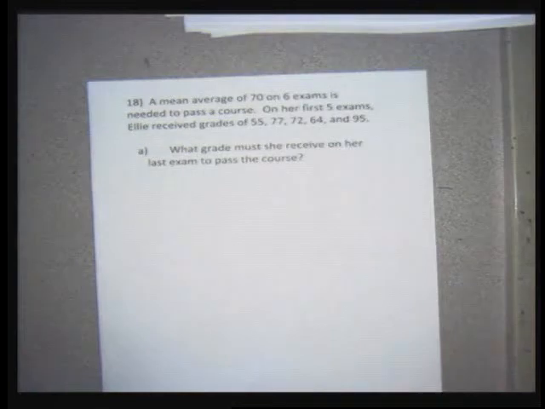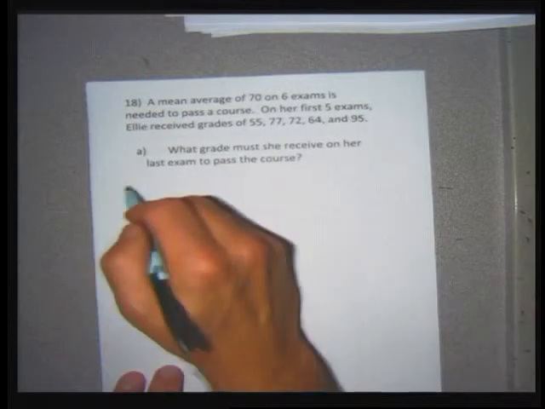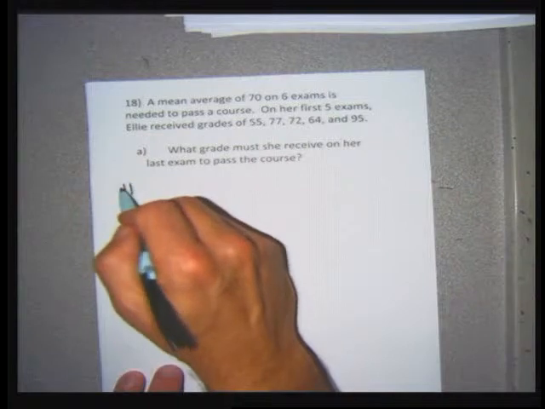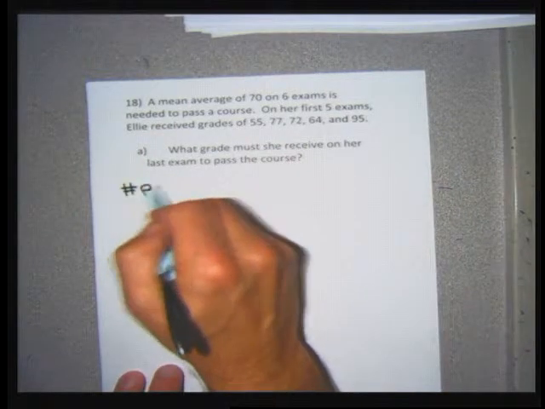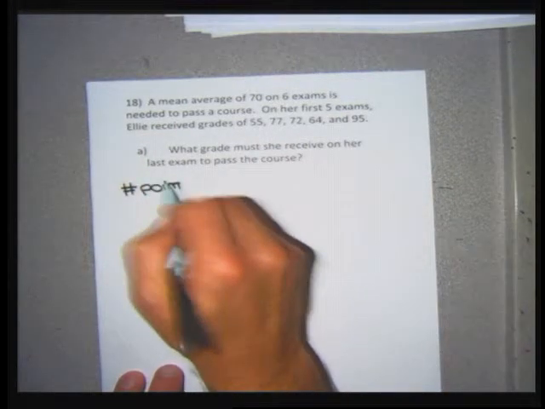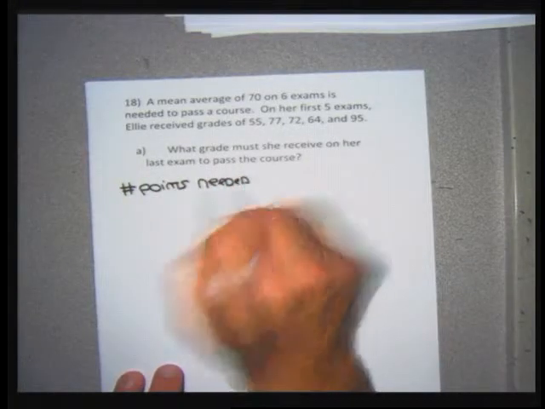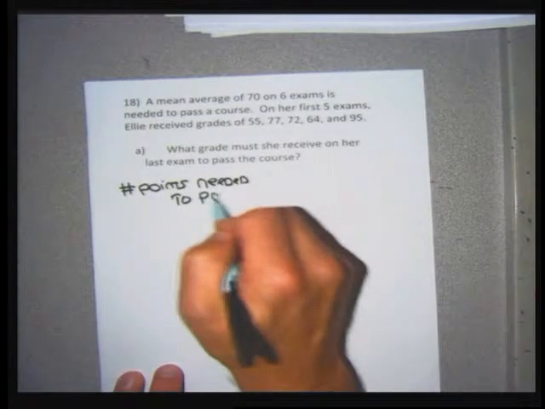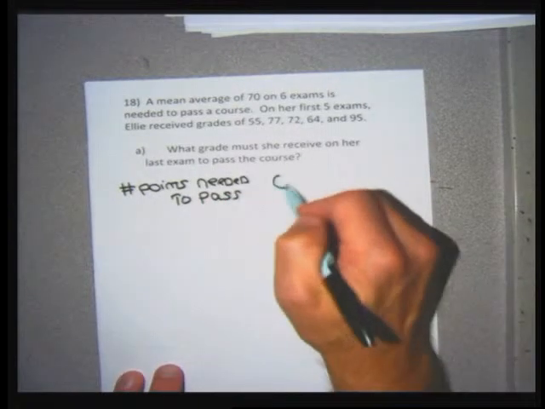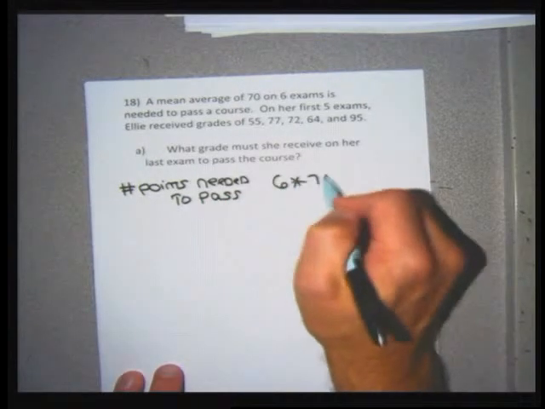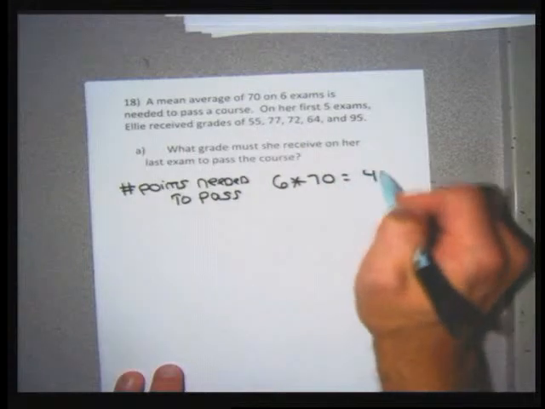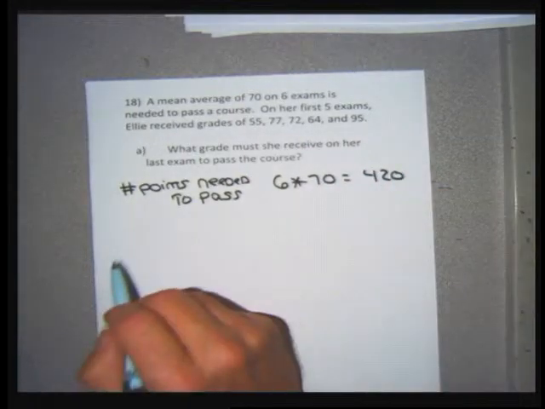So 18, Beverly Hillbillies. So Ellie needs to average 70 on 6 tests to pass. So I'm going to do 2 computations. I'm going to find the number of points that are needed to pass. And that's 6 exams at 70 average. That would give me 420 points needed to pass.